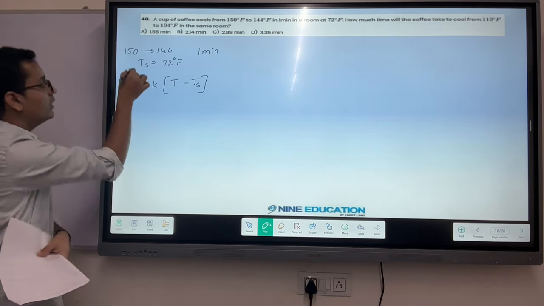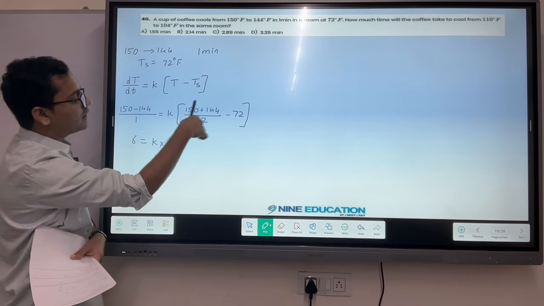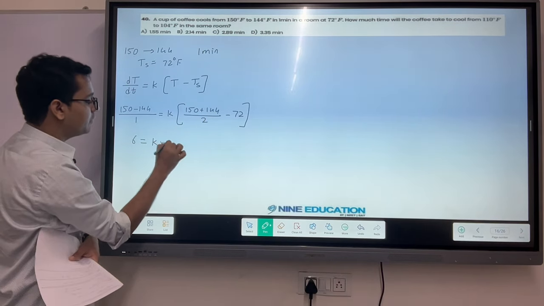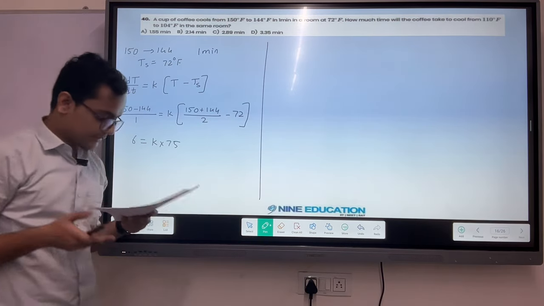So I will just write down this value. This is 150 minus 144, change in temperature. How much time is it taking? 1 minute, equal to constant K times average temperature, 150 plus 144 divided by 2, minus surrounding temperature 72. Okay, so you are going to get 6 is equal to K into, if you do this, 147 minus 72, which is 75. Clear?